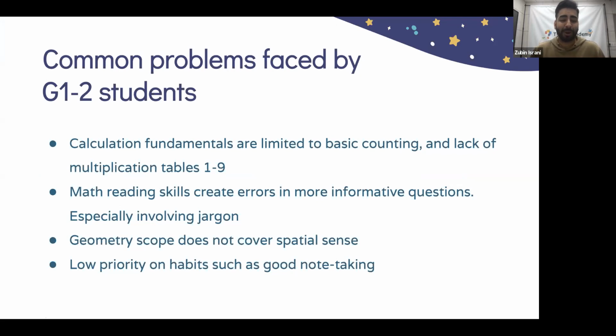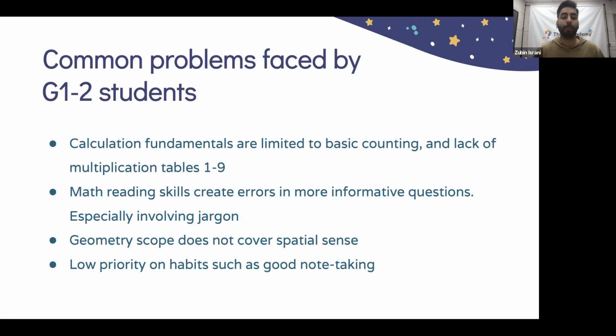The second most important problem is that math reading skills create errors in the more informative questions, especially the ones that involve math jargon. So, Jimmy has 2 less and 5 more and 6 times the apples that Audrey has. These sorts of things, just as a random example, and how to translate that into operations is where grade 1 students, and even some grade 2 students, struggle when facing word problems.